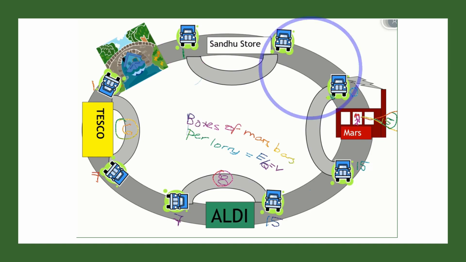Okay, and we've said that it must have none when it gets back to this point. It also must have 0. Before Sandu stores and after Sandu stores, how many is it delivered? It's delivered 1 box of Mars bars. Now that's each lorry. What's special about this?